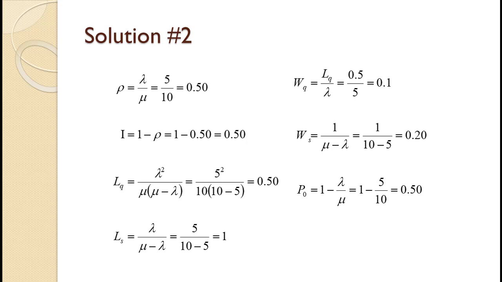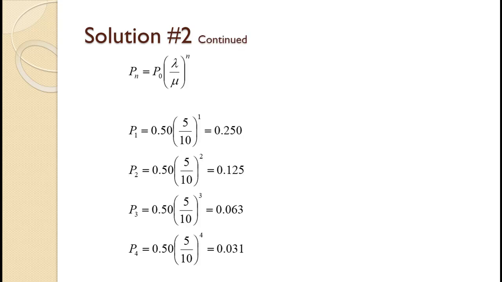The idle probability is 0.50. There's a 25% chance of one customer in the system. There's a 12.5% chance of 2 customers in the system. There's a 6.3% chance of 3 customers in the system. Finally, there's a 3.1% chance of 4 customers in the system.